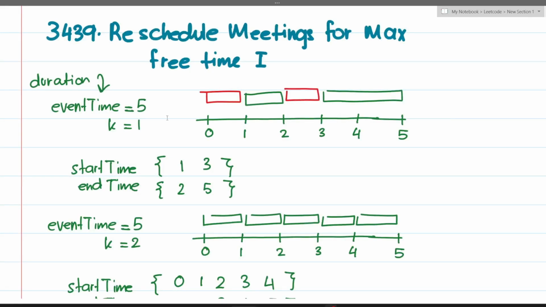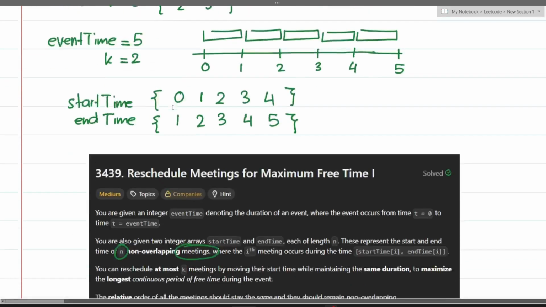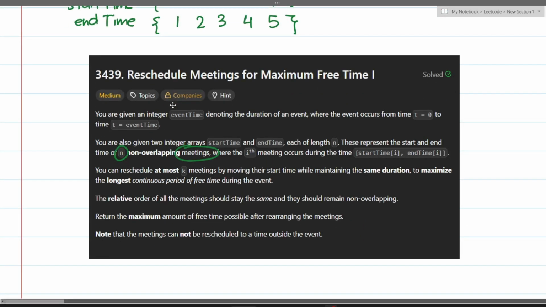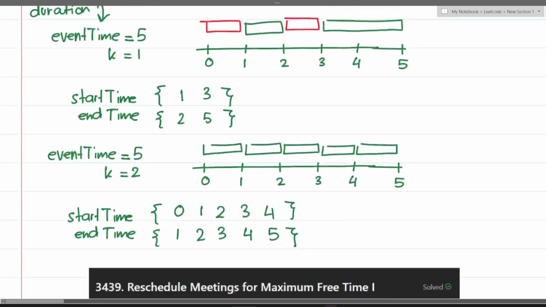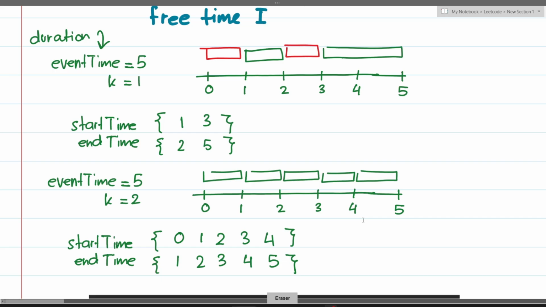We are doing LeetCode 3439, Reschedule Meetings for Maximum Free Time 1. So let's have a look at what the problem statement says. You're given an integer event time, so you're given an integer 5. What this event time is basically is an event which starts at time 0 and goes till whatever the event time is.